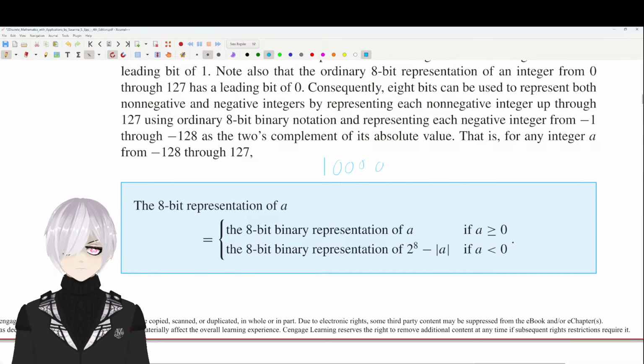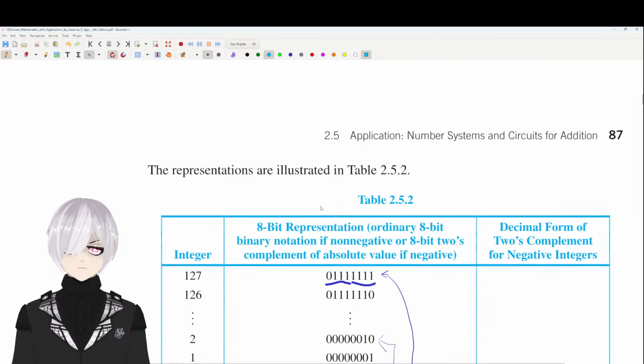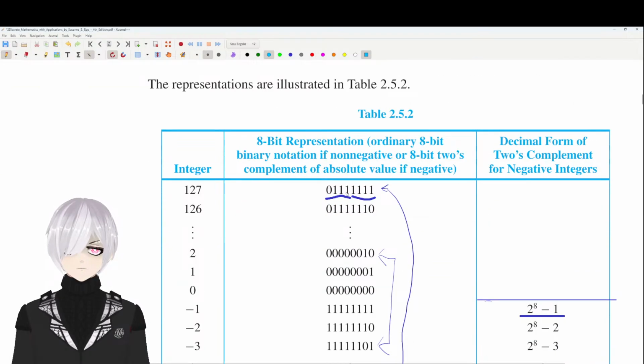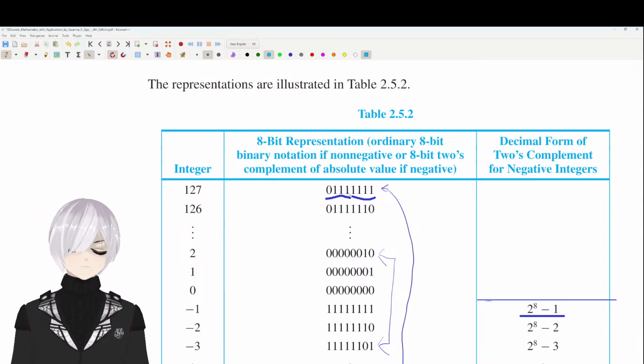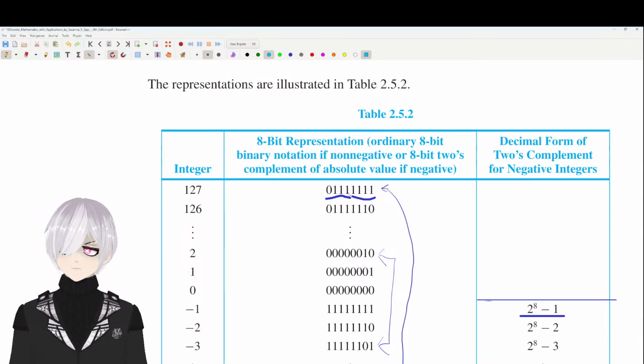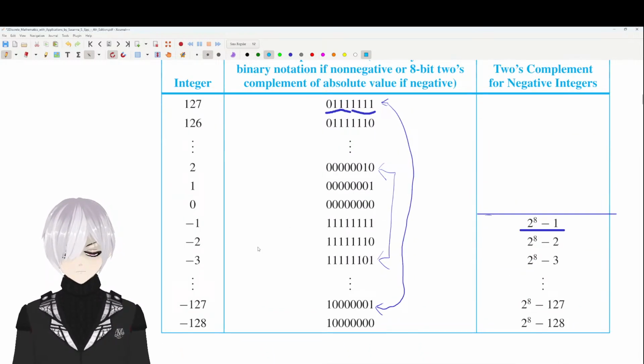At the top of the next page, there's a chart where you can see that the remaining 8-bit representations are the ones that have a leading 1, a 1 as their leftmost digit. All of those are the ones representing negative numbers. Each negative number is represented as the two's complement of its absolute value, where the absolute value is the positive version of it. So the absolute value of -1 is 1, the absolute value of -2 is 2, and so on.